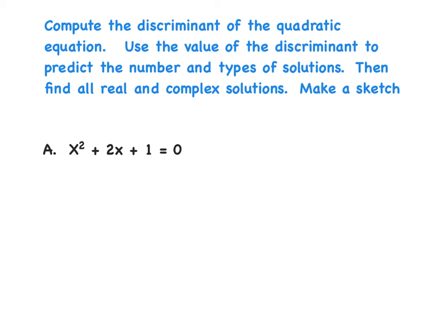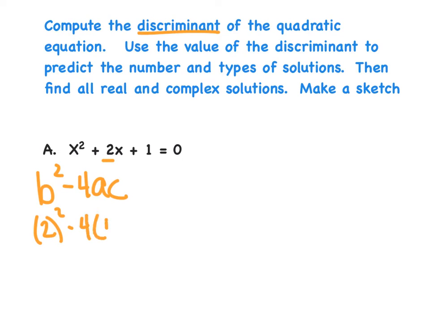Okay, compute the discriminant of the quadratic equation. Use the value of the discriminant to predict the number and types of solutions. Then find all real and complex solutions and make a sketch. So the first part says, compute the discriminant. Remember, that's just the part under the radical, b squared minus 4ac. My b is 2, so 2 squared minus 4 times 1 times 1. I get 4 minus 4 equals 0.